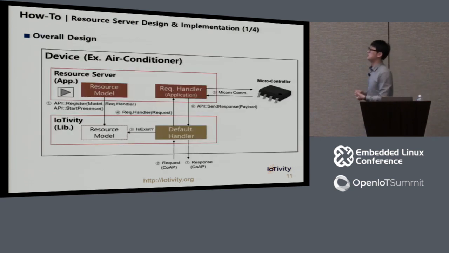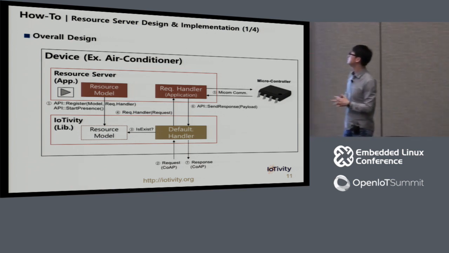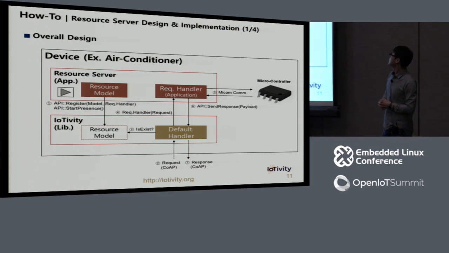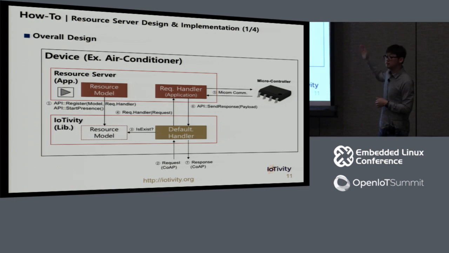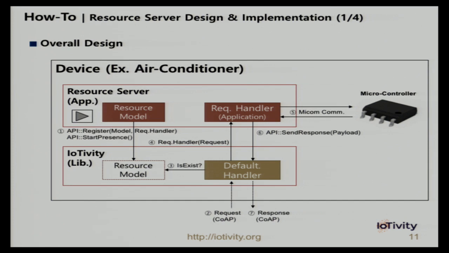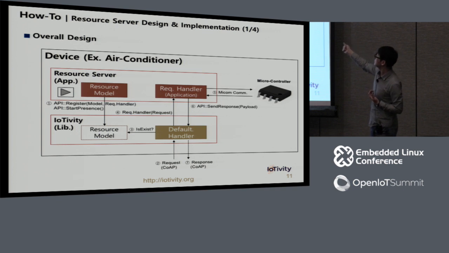So these are the brief overall design for the resource server that you want to implement for your own device. Here I have captured an example design for the air conditioner. Let's say there is a microcontroller which represents the features of the air conditioner, and you should implement the resource server which directly communicates with the MICOM of the air conditioner so that you could get data from the MICOM and also control the actual features of the aircon.